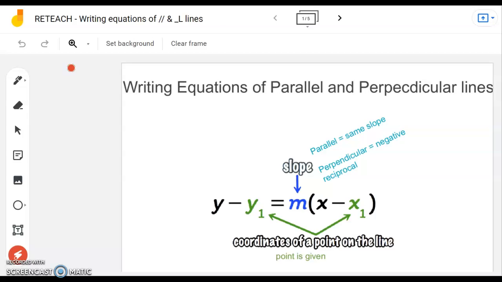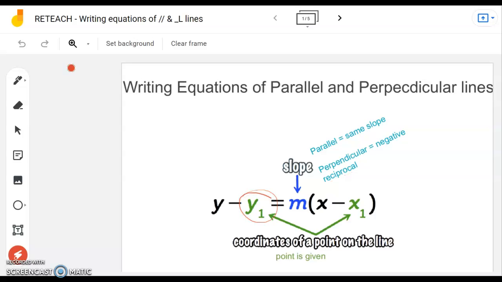And then we have the blue one, which is the slope. In blue, we talked about the slope in the previous video, where parallel lines have the same slope and perpendicular lines have negative reciprocal slopes. So we practiced that in Objective 2. That's what's going to go here: we're going to determine whether or not our lines are parallel or perpendicular. If they're parallel, we're going to use the same slope. And if they're perpendicular, we're going to use the negative reciprocal slope.